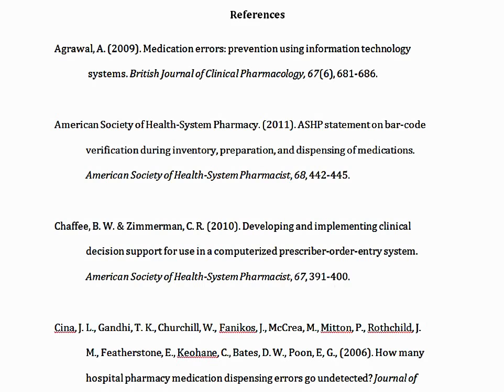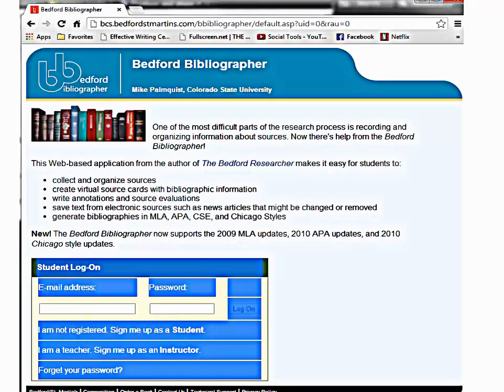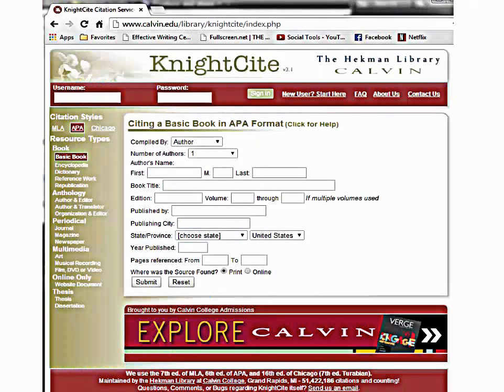The 3 citation machines that I would recommend are Son of Citation Machine, which gives you both in-text and reference citations, the Bedford Bibliographer, and Night Cite. All 3 deal with the most current style that you might be using, whether it be APA, MLA, Chicago, and so forth, and will give you a head start on doing your references.